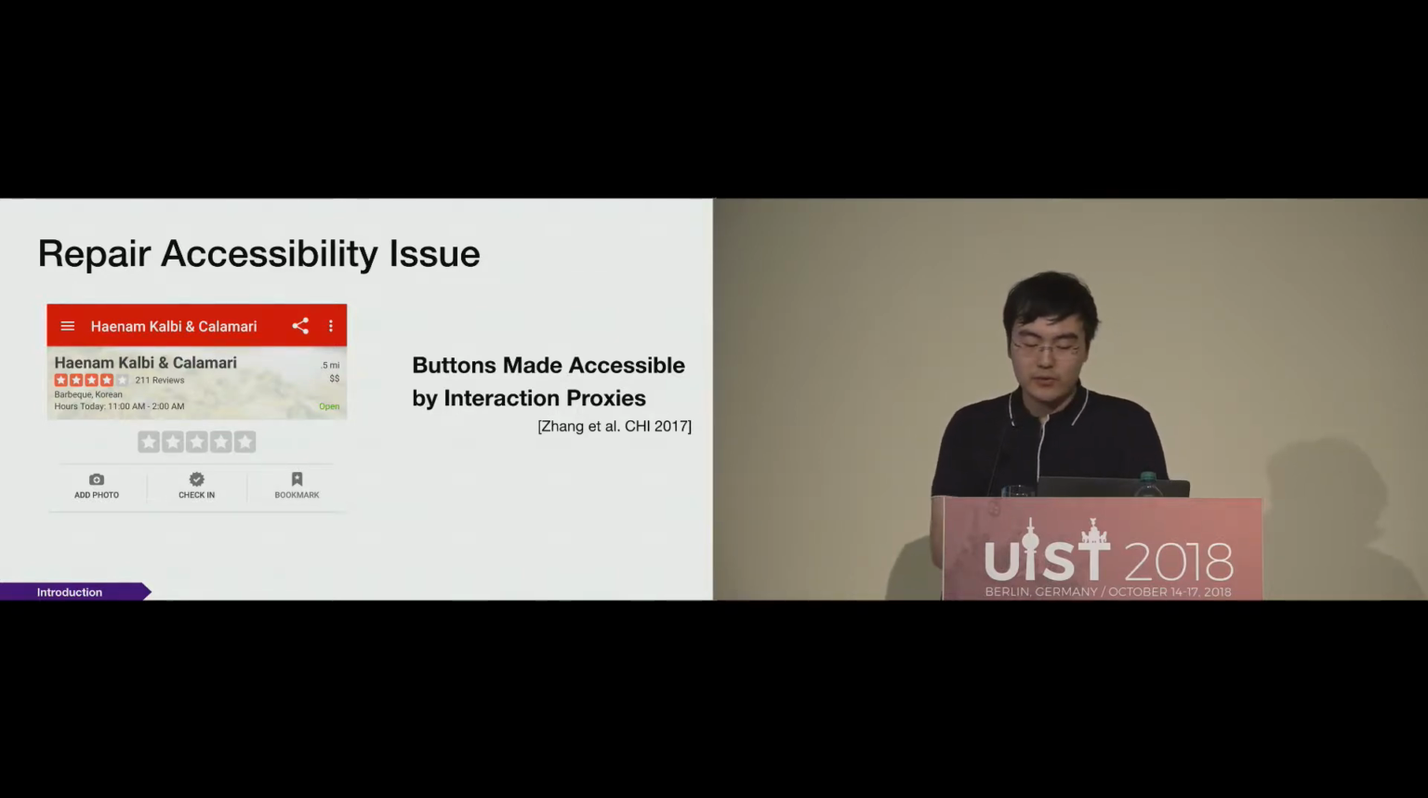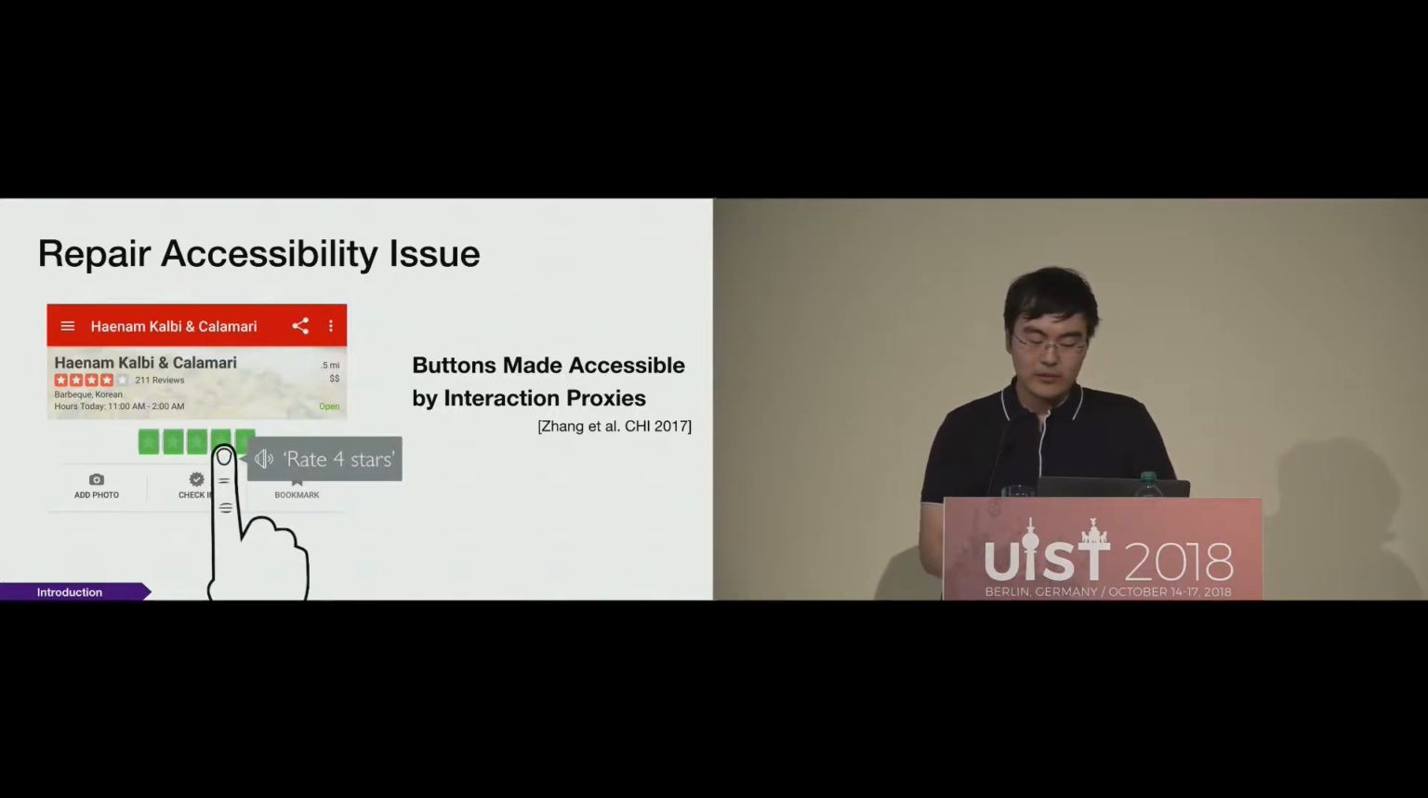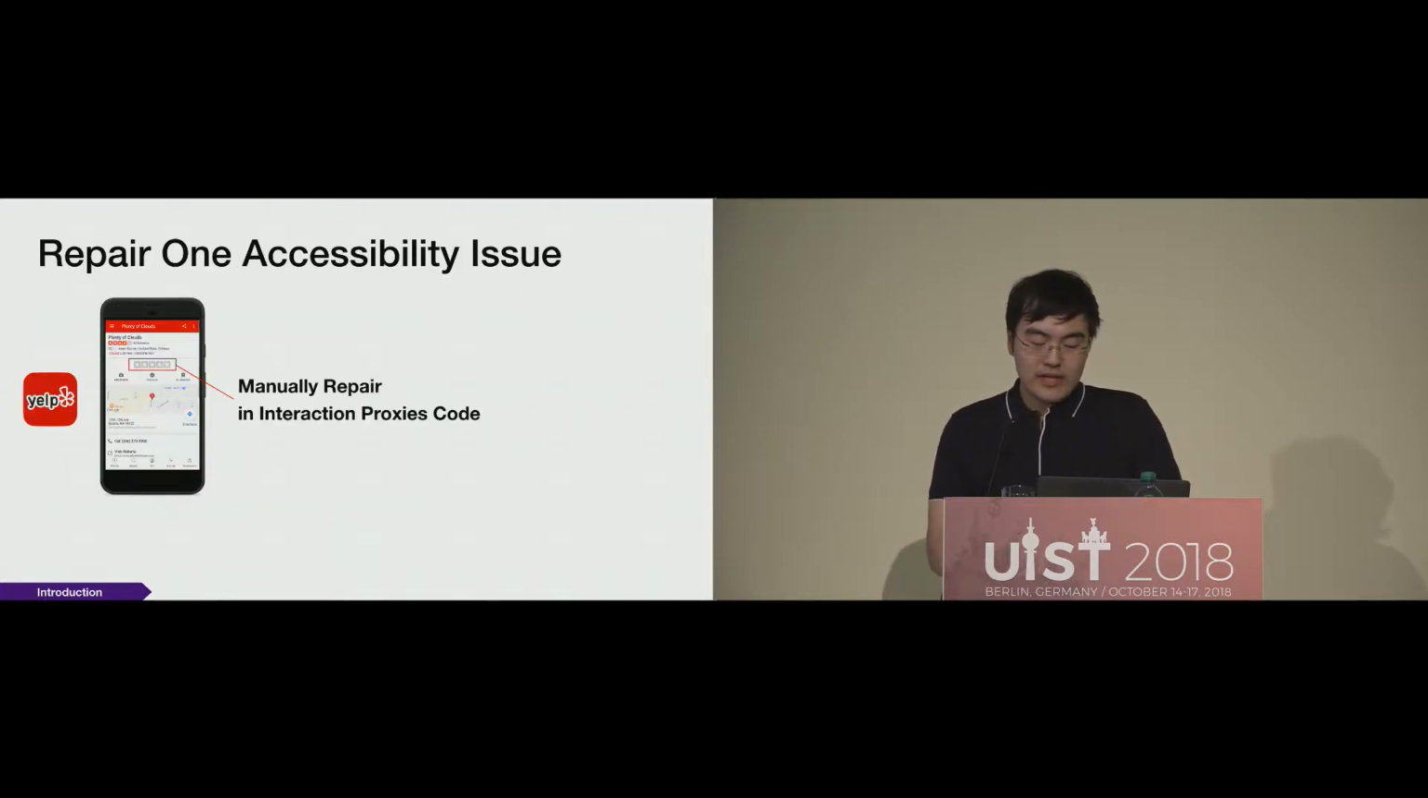At SIGCHI 2017, we presented interaction proxies. It is a strategy to repair accessibility issues by third-party developers. One key method is to add an accessible overlay on top of inaccessible UI elements. In this case, when users touch the rating button, the screen reader will say "rate 4 stars" from the overlay. Interaction proxies provide proof of concept repairs. We manually locate the element and add accessible metadata by writing code.